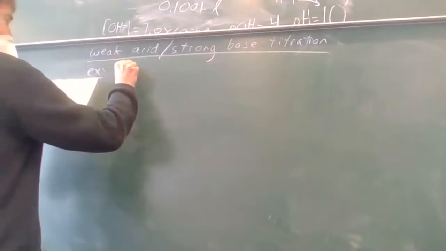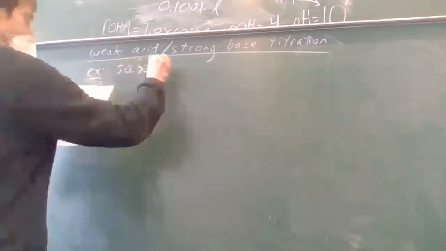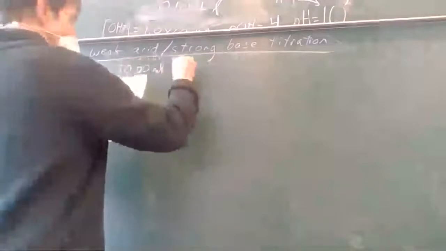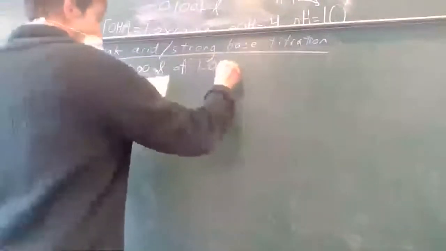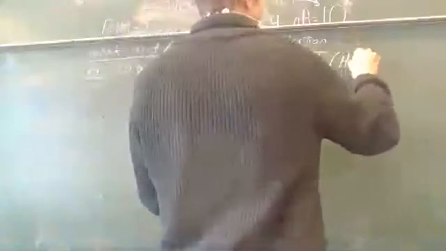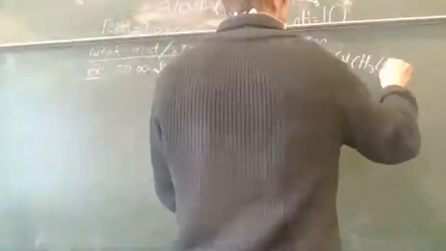So we got 50 milliliters of 1.00 molar acetic acid, HCH3COO.